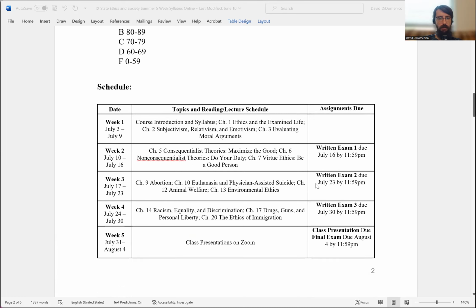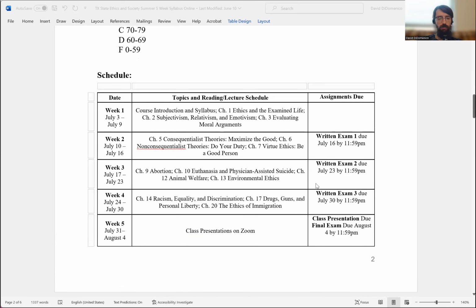Here's our schedule. You'll want to refer to this at multiple points throughout the semester. For our first week, which is this week, you can see what the topics are. The reading schedule for our first week is chapters 1 through 3. There are lecture videos associated with each of those chapters that you should watch. There are no assignments due this week.